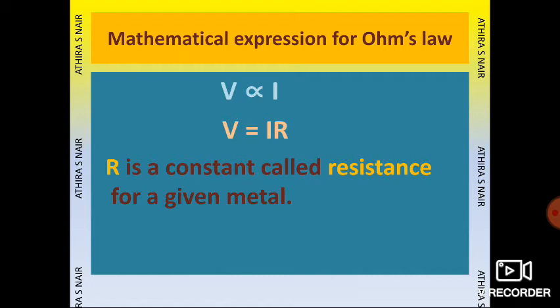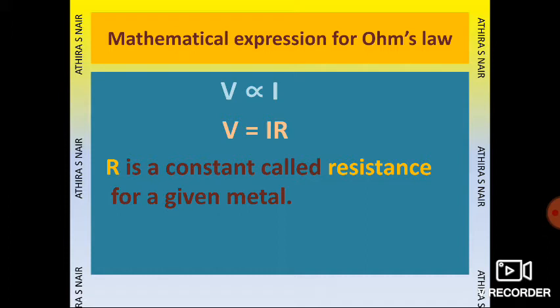Mathematical expression for Ohm's law. V is directly proportional to I. V means potential difference is directly proportional to I. Directly proportional relation means if V or potential difference is doubled, then the current will also get doubled. If the potential difference is halved, then the current will also get halved.